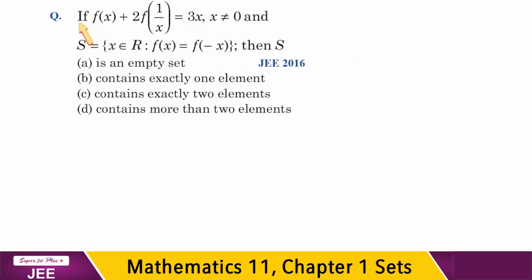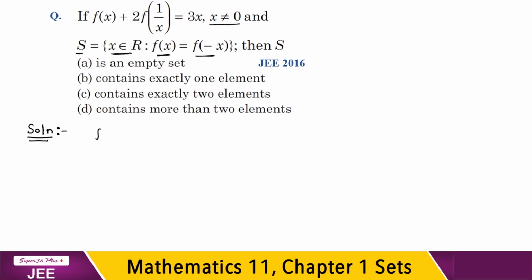Let's move forward. This question says if f(x) plus 2f(1/x) equals 3x, where x is non-zero, and a set S has been specified, it is the collection of all the real elements x such that f(x) equals f(-x), then it has been asked about S, whether it contains one element, two elements, more than two elements, or it is an empty set. So basically we have been asked about the total number of elements in set S.